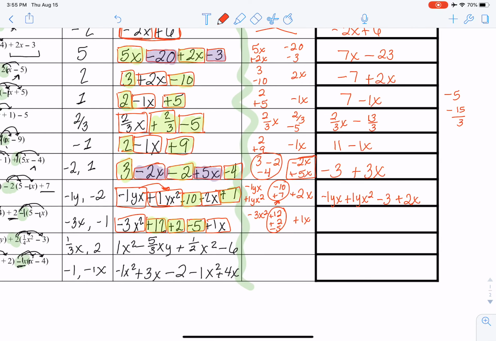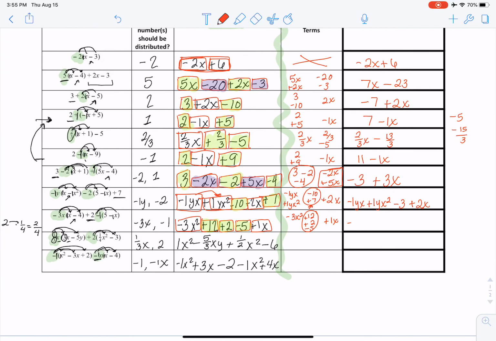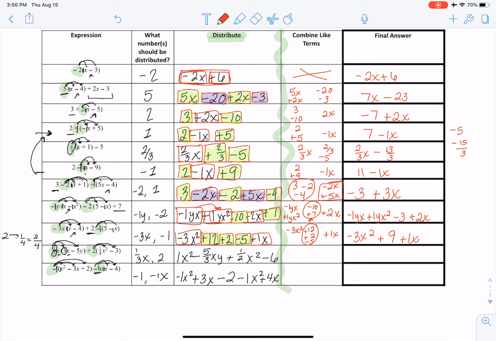So our answer is going to have negative 3x squared. 12 plus 2 is 14. 14 minus 5 is 9. So we have plus 9 and keep plus 1x. Okay? The next question, we have a 1x squared term, a minus 5/3 xy, plus 1/2 x squared, and minus 6.